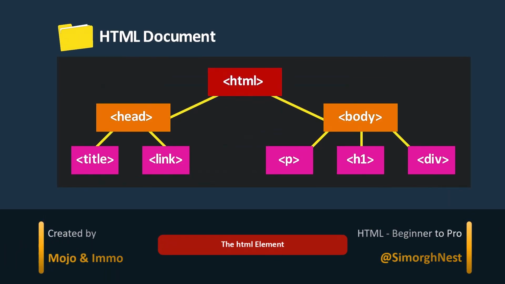In HTML, we have many different elements or tags. These elements are placed next to each other in the form of a tree and create a valid HTML document or page. The HTML tag represents the root of an HTML document.